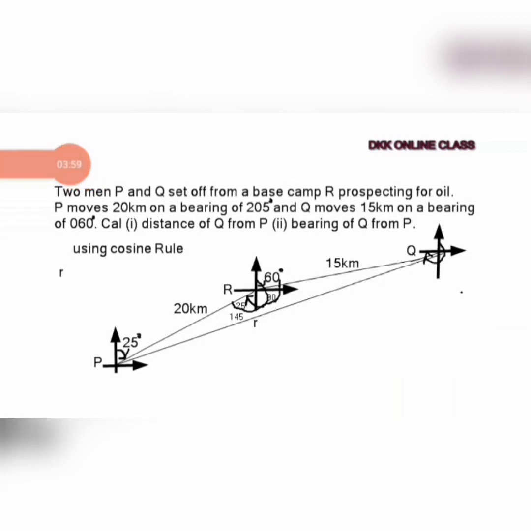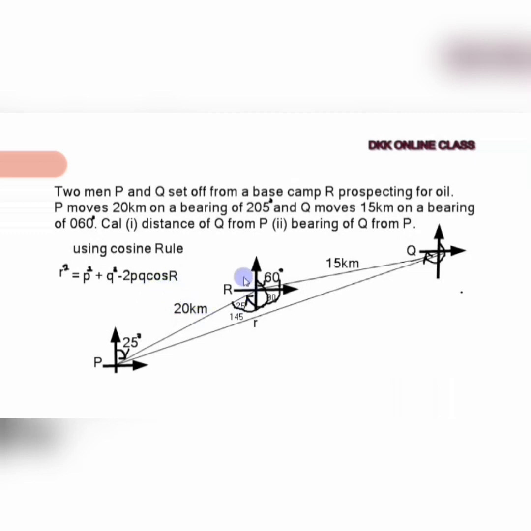Okay, we want to find the distance R using the cosine rule. So we have that R squared equals P squared plus Q squared minus 2PQ cos R. So what will be side P? Side P is the side facing angle P, which is 15 km. And Q, small letter Q, is the side facing angle Q, which is 20 km.